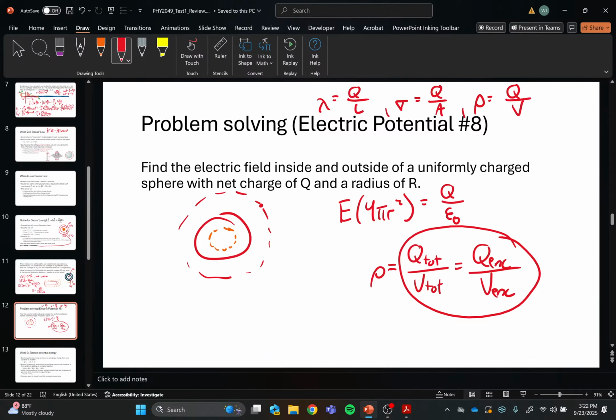You solve for this. So you can use another ratio. What fraction of the volume do I have? Boom, multiply that by the charge, that's how much charge I have.